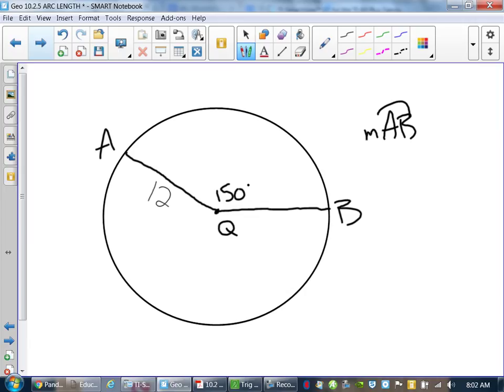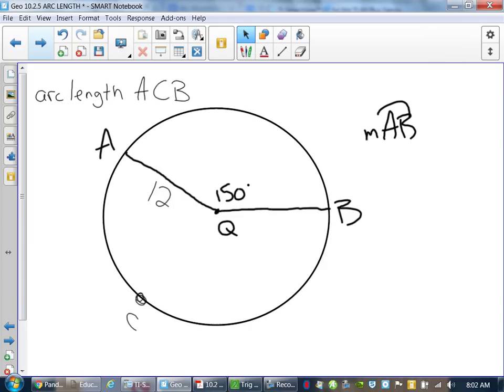All right, do that one. Let's do the measure of the arc, and then we'll do the arc length. We'll do it backwards. See if we can figure that one out.